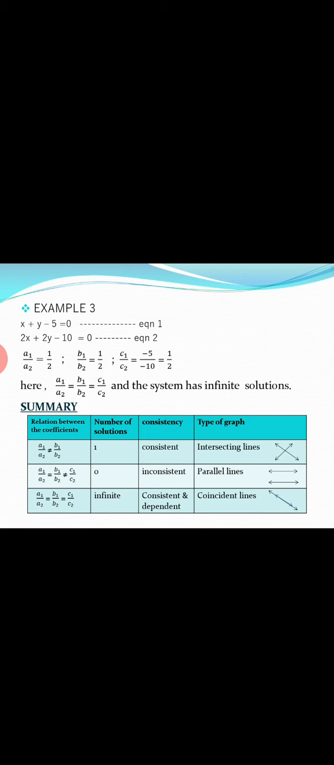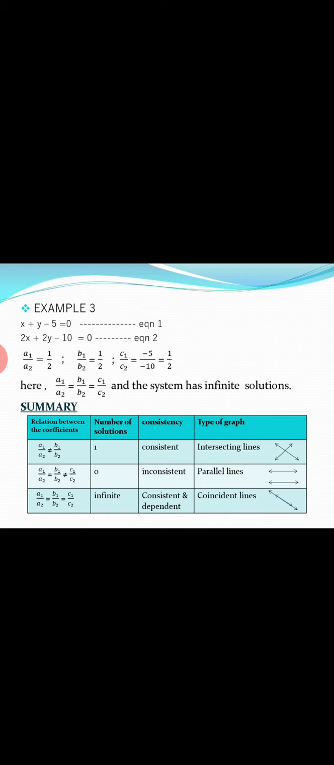In example 3, after getting the equations in general form, it becomes x plus y minus 5 equal to 0 and 2x plus 2y minus 10 equal to 0. Now here a1 by a2 is 1 by 2, b1 by b2 is also 1 by 2, and c1 by c2 is minus 5 by minus 10, which is also equal to 1 by 2. So all three are equal. All three ratios are equal, and we have already observed in the graph that these lines were coincident lines. That means the system will have infinite solutions.